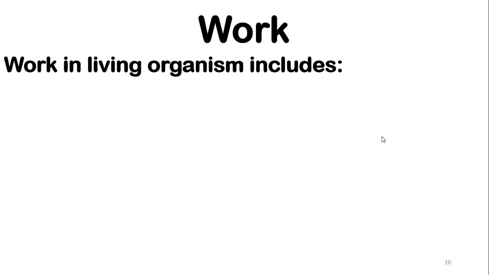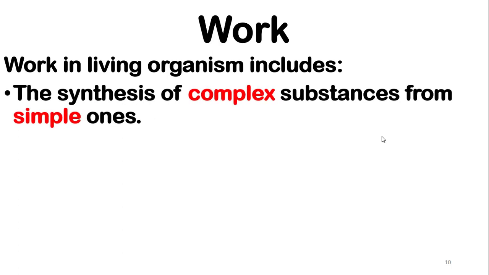Now, what is work? Work in living organisms includes, number one, the synthesis of complex substances from simple ones. We explain them in a few moments. For example, monomers. Monomers are the smaller units. They link up with one another to form a larger molecule like polymers. Polymers are said to be complex substances.